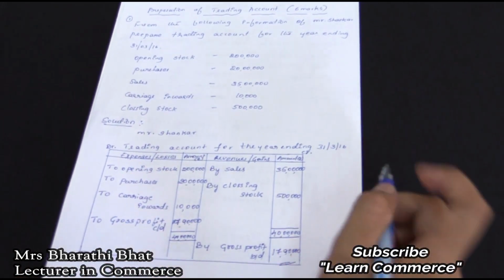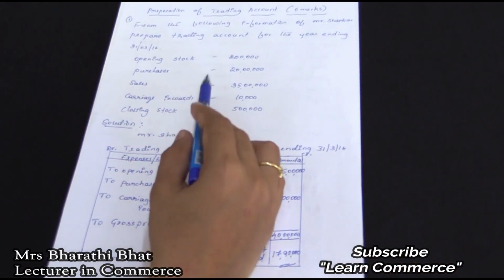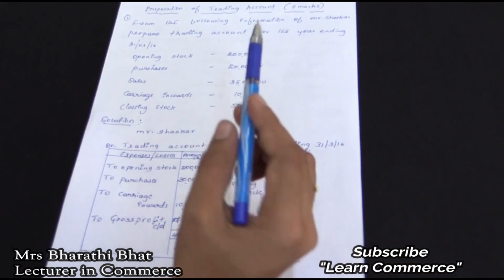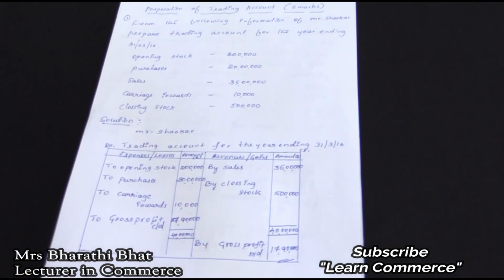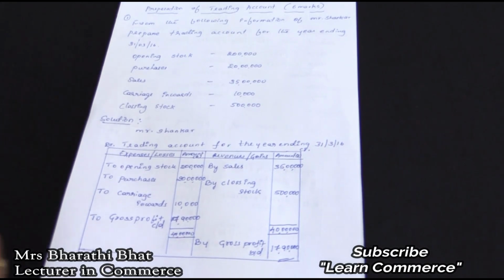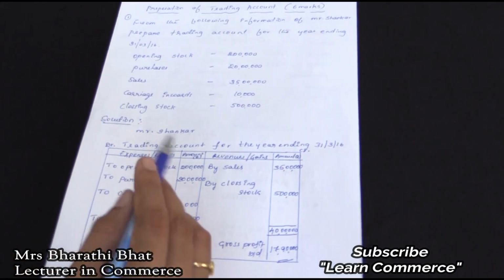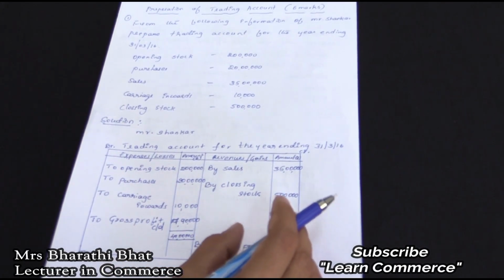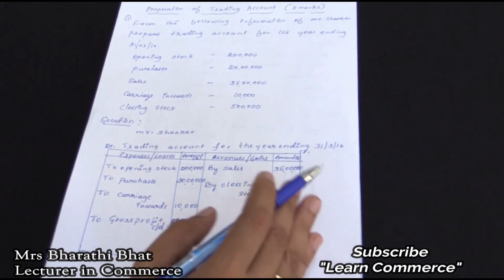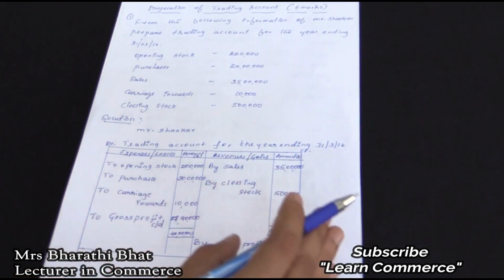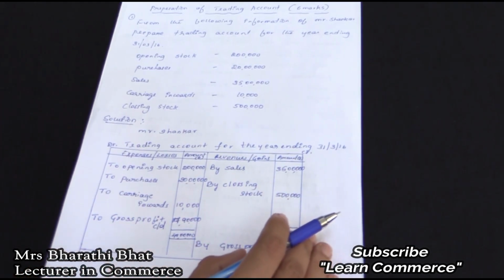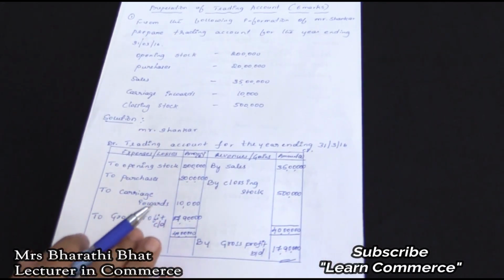This is for 6 marks. Informations will be given in the question. We should identify the expenses and losses or revenues or gains. Afterwards, we can record those transactions in the concerned column. All expenses, especially all direct expenses, are recorded in the debit side, and all revenues or gains are recorded in the credit side of the account. So this is the first illustration.